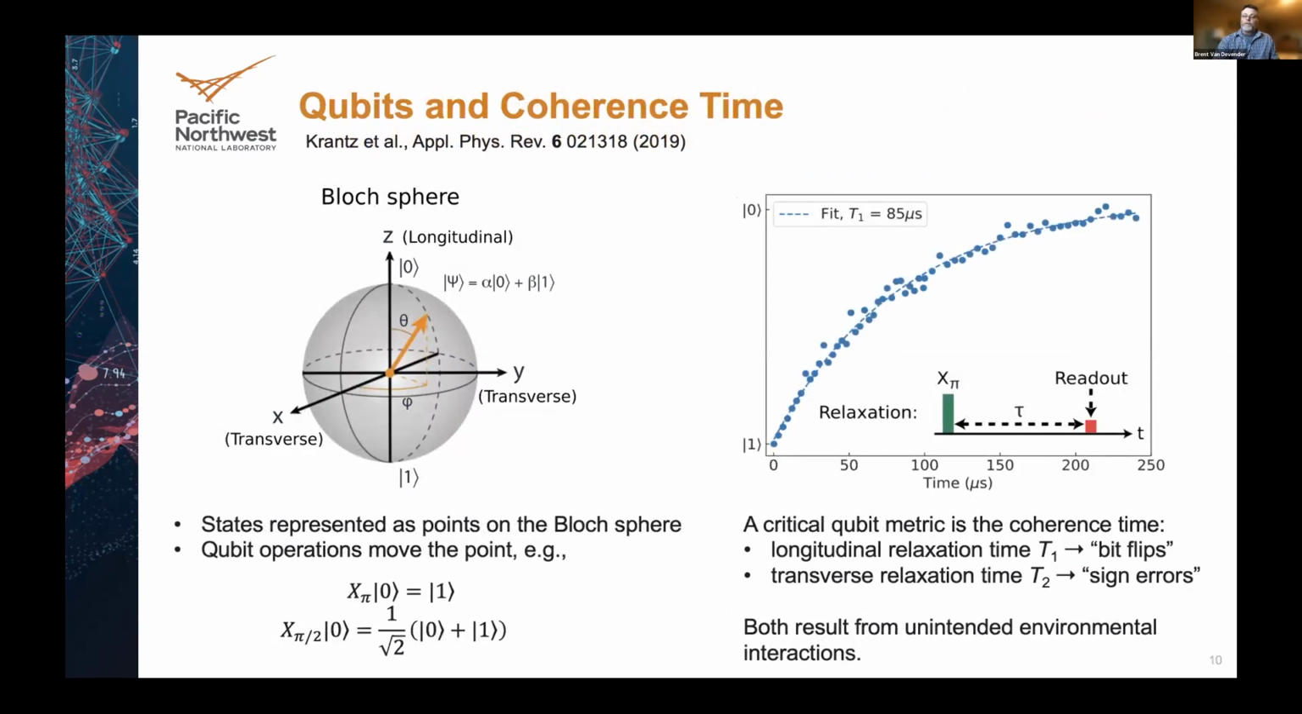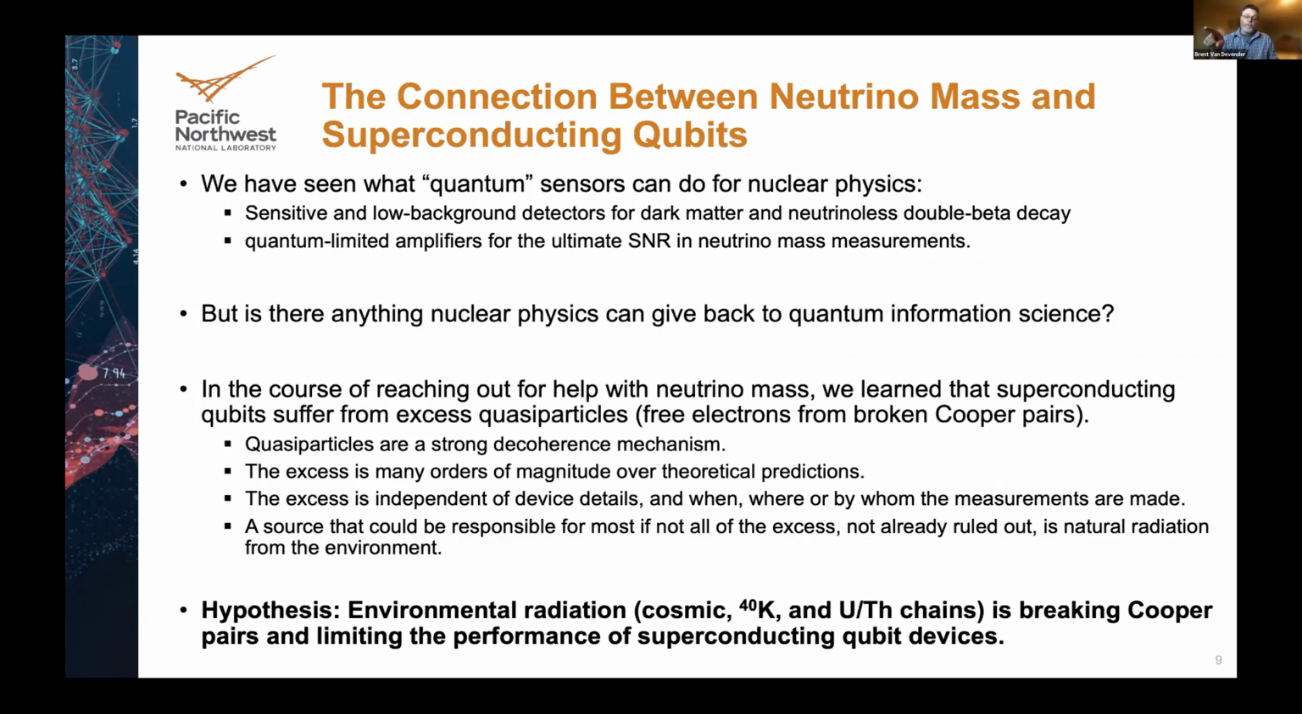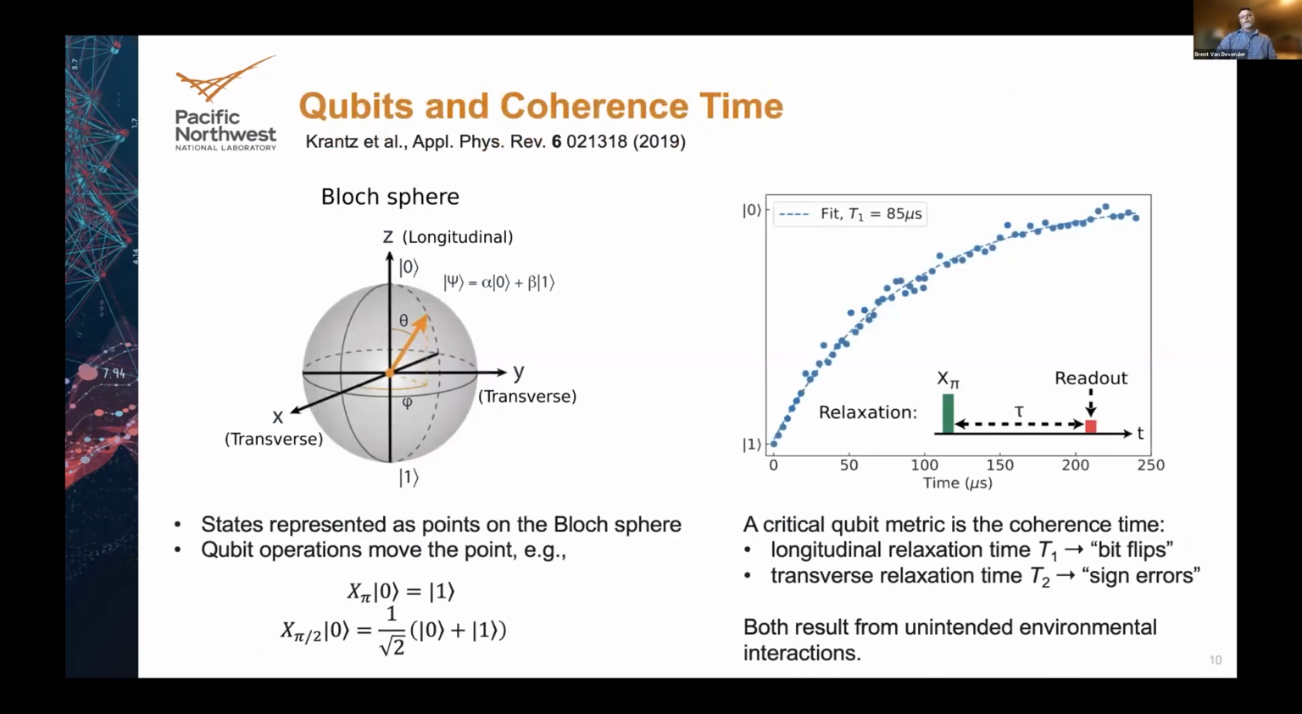So the main line of the story is to tell you about that connection. But to do that, now I've got to back up and actually start talking about quantum computing devices. So the first thing to talk about is quantum bits or qubits themselves and a critical performance metric called coherence time. So a qubit, unlike a classical bit that can only be in the states 0 or 1, can be in what's called a superposition of states 0 and 1.